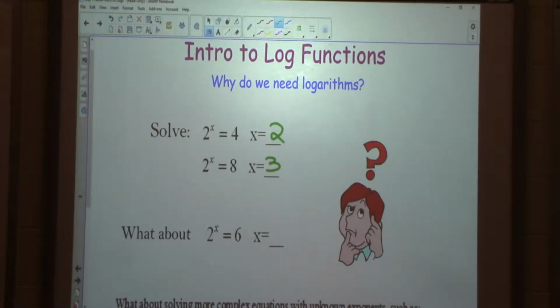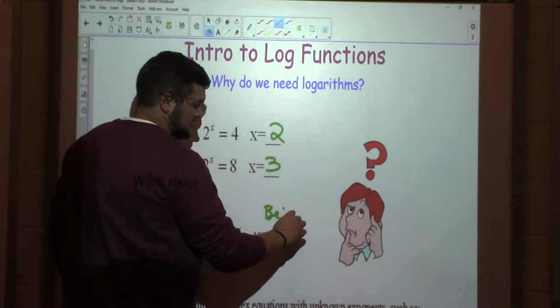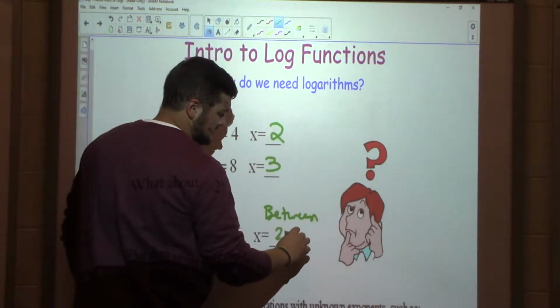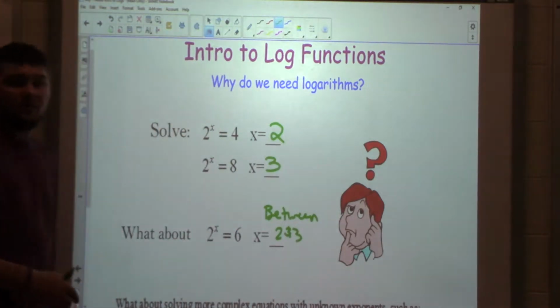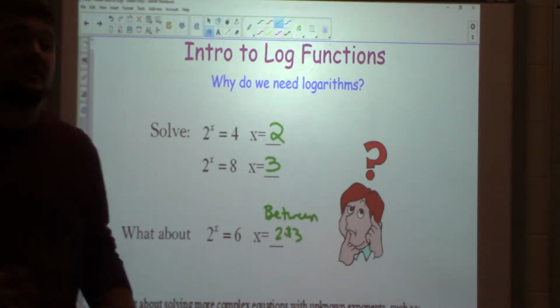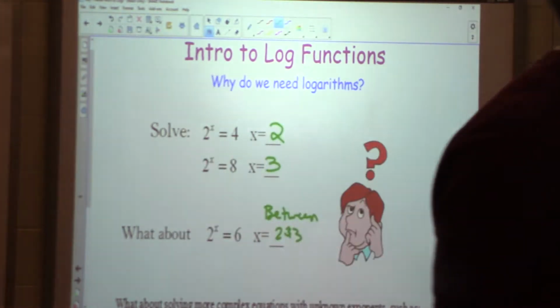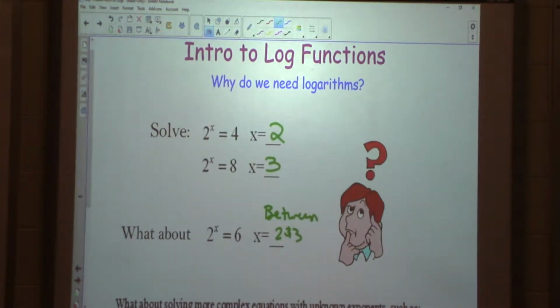1.548. We don't know. Right? We know it's going to be probably between 2 and 3. Oh, I got this one. 2.5. But we don't know. We really don't know, because we can't do that in our head. We can guess and check as much as we want on our calculator, but it's not going to be easy to find. That's why we need logs.